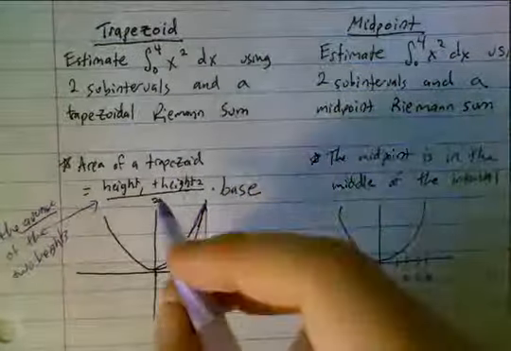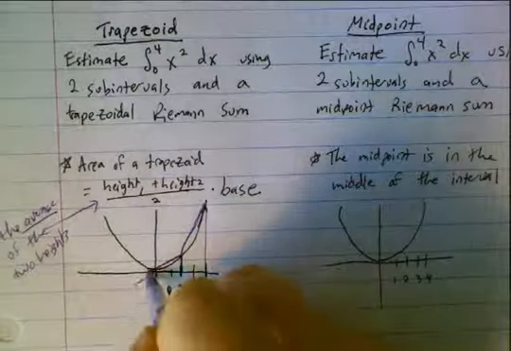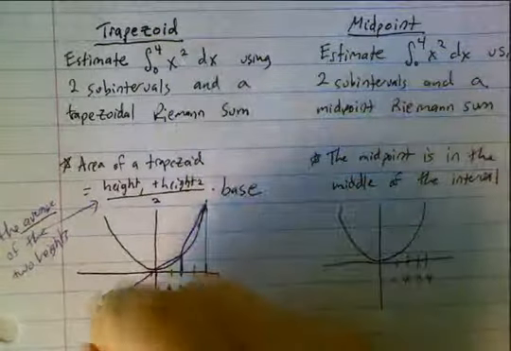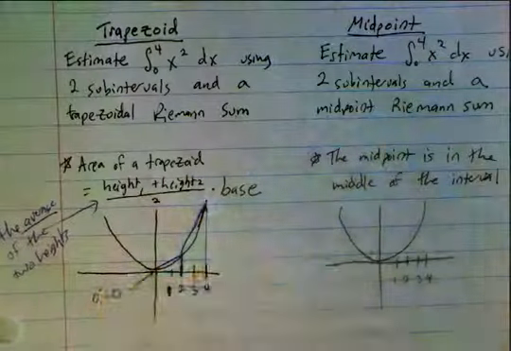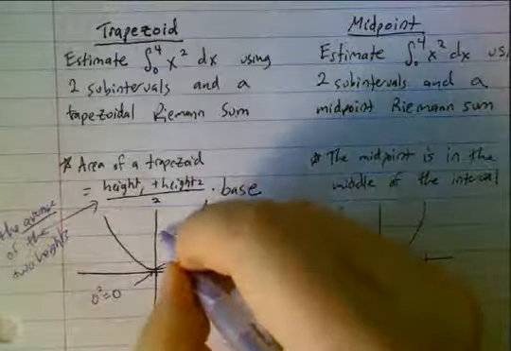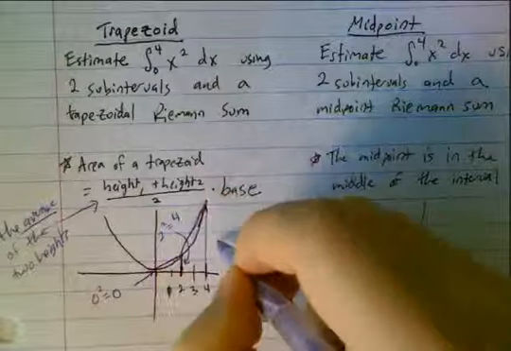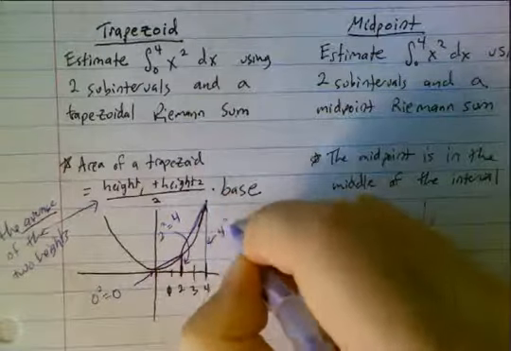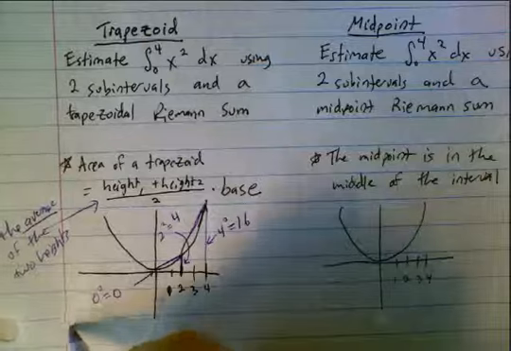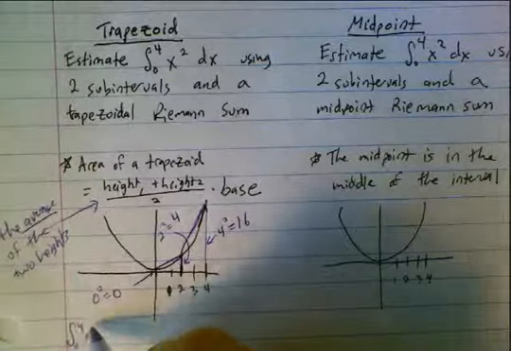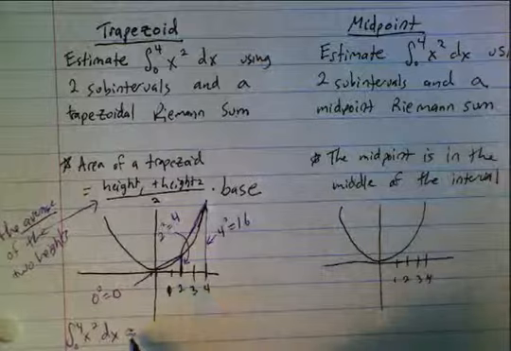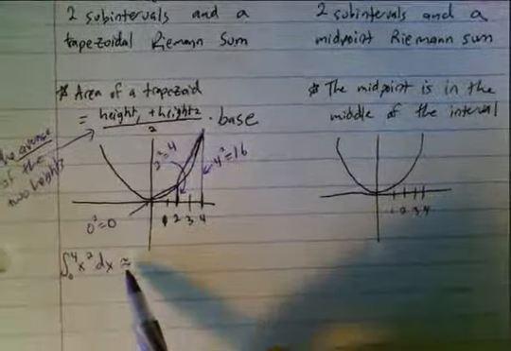So what I'm going to do is find each of these heights. So this height right here, when x equals 0, x squared equals 0. For this height here, 2 squared equals 4. For this height here, 4 squared equals 16. So when I'm estimating this, remember the little squiggles mean approximately equal to.